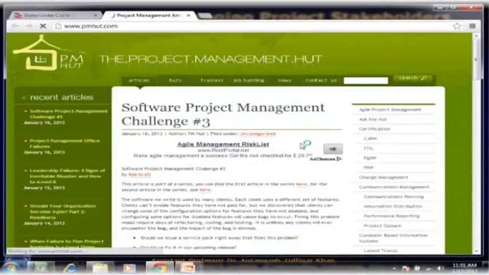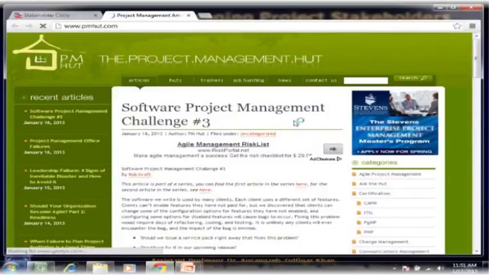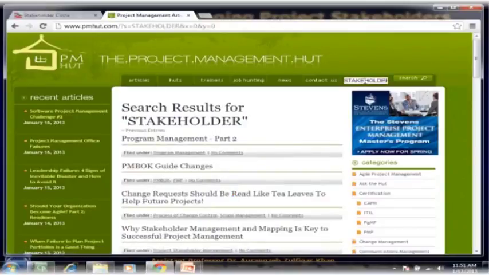Okay, yeah, this is the website over here, and what you can do is type in the search field "stakeholder." Let's see what it comes up with. Yeah, you can see over here: PMBOK guide changes, inclusion of stakeholder management. You can see some over here.